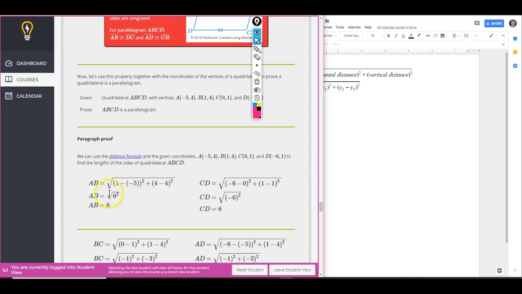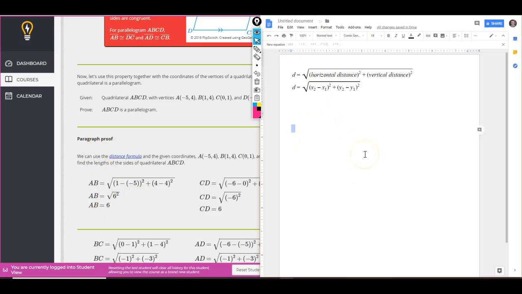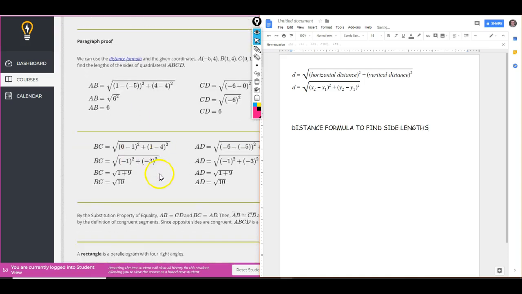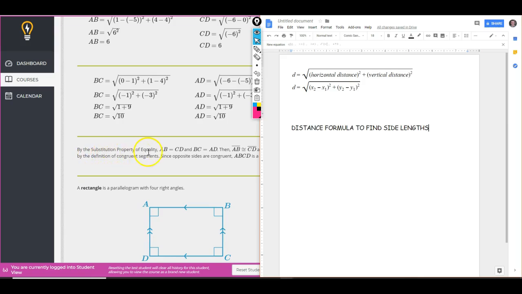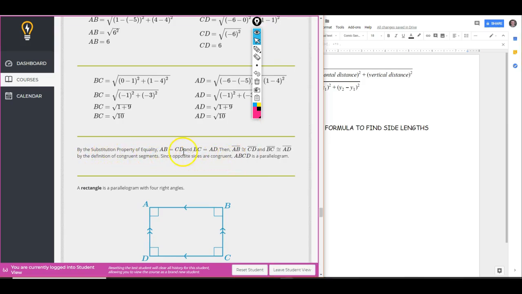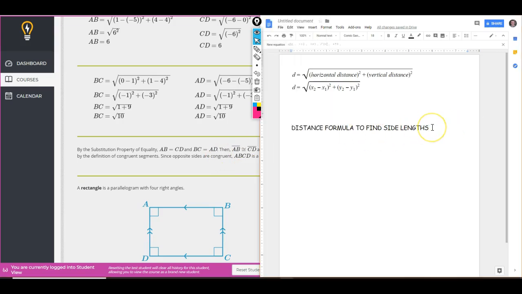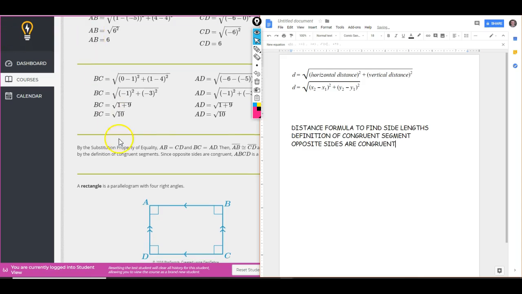So I'm going to scan through the paragraph proof and see what they did. So the first thing that I'm noticing is that they're using the distance formula right here to find the side lengths. So again, they are finding it. Right here they're doing substitution, and it says since opposite sides are congruent, so they use the distance formula, they use the definition of congruent segments, and opposite sides are congruent. That's what they did in this paragraph proof.